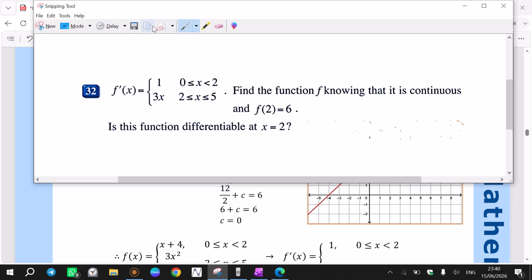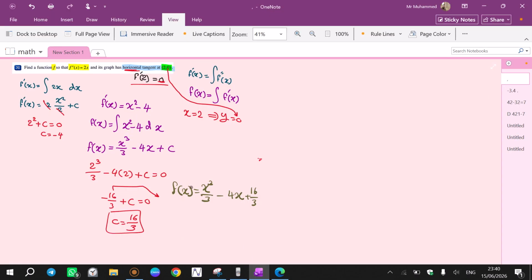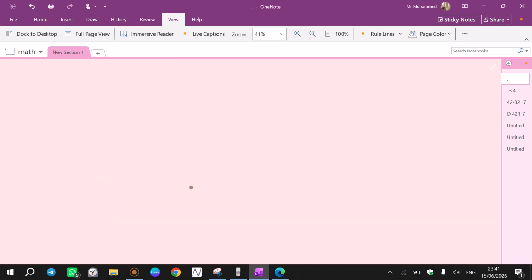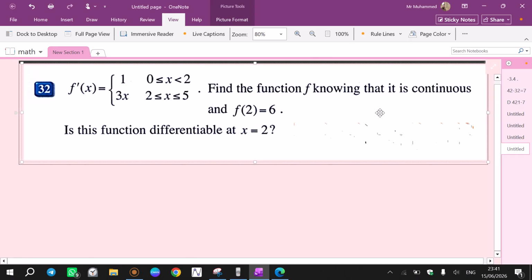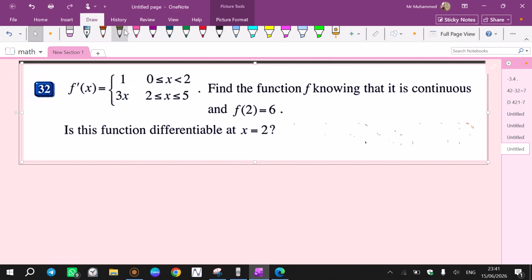It's ready to go to the notebook. Nice and clean. Paste this all. Paste. Zoom in. Cool. This is cool.